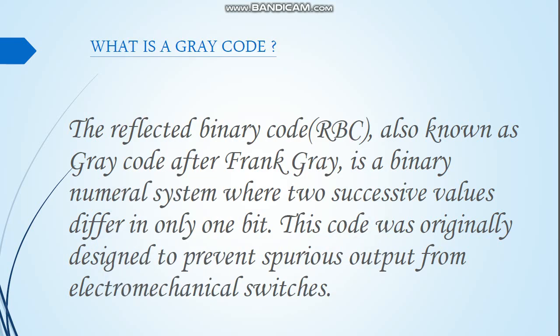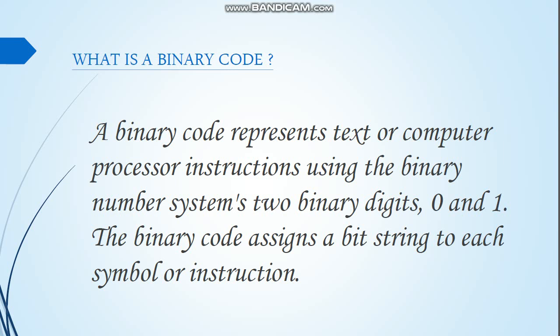Dear students, in this video I am going to explain what is binary code, what is gray code, and how binary codes can be converted into gray code. So basically, a binary code represents a text or computer processor instructions in which the binary number system, or the two-digit number system, is used. These two digits are nothing but 0 and 1. The binary code assigns a bit string to each symbol or instruction.